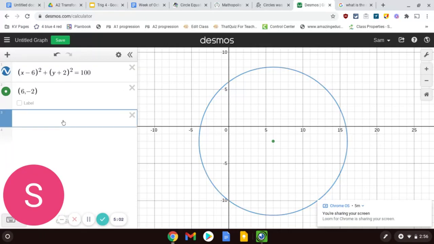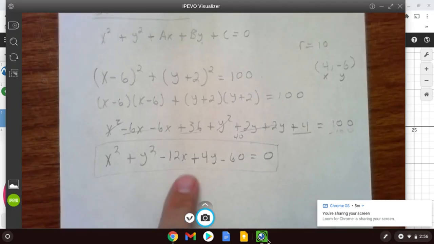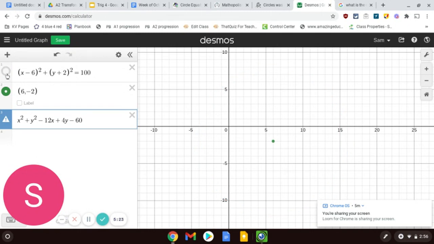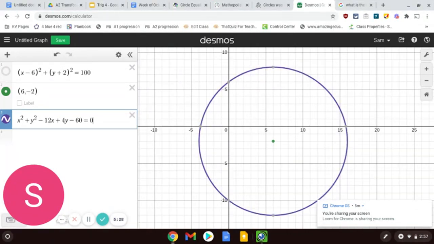And then if you wanted to type in that general form, the one that we just found here. It was x squared plus y squared minus 12x plus 4y minus 60, and then it was equal to 0. All right, and you see it's the exact same circle.